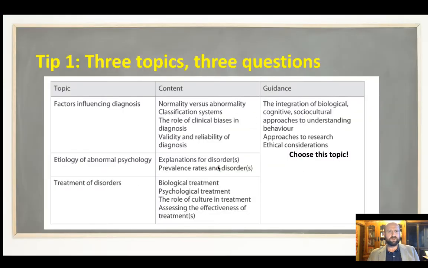this topic. So first thing to remember is that with paper 2, there are 3 topics in every option. So here, this is taken straight from the IB Psychology Guide, and we have the 3 topics for abnormal psychology: diagnosis, etiologies, and treatments. You're going to be asked 3 questions. 1 question is guaranteed to come from each topic.